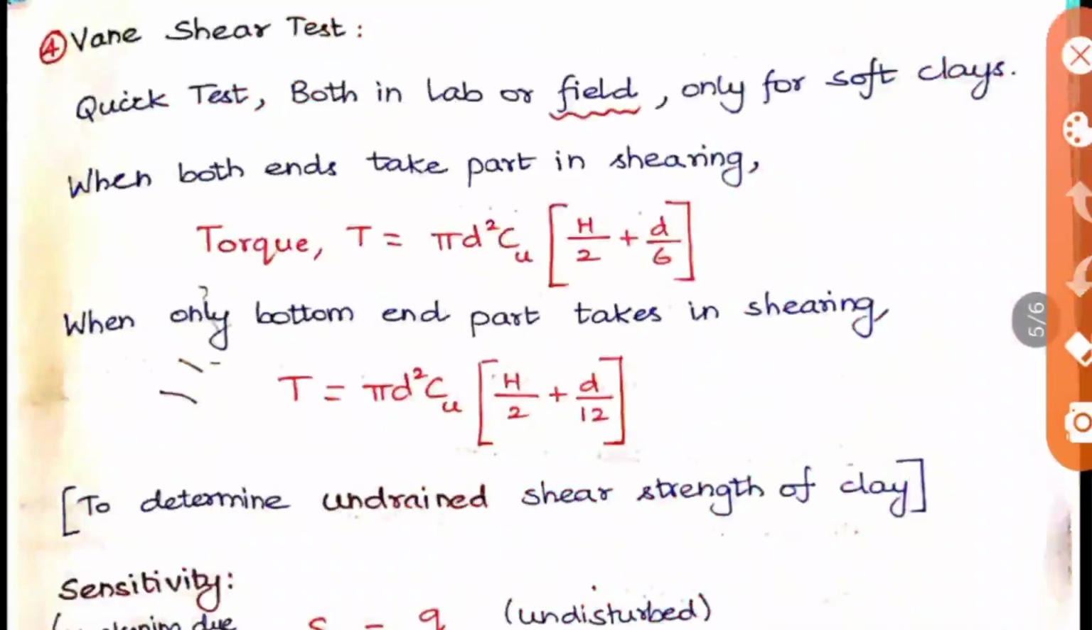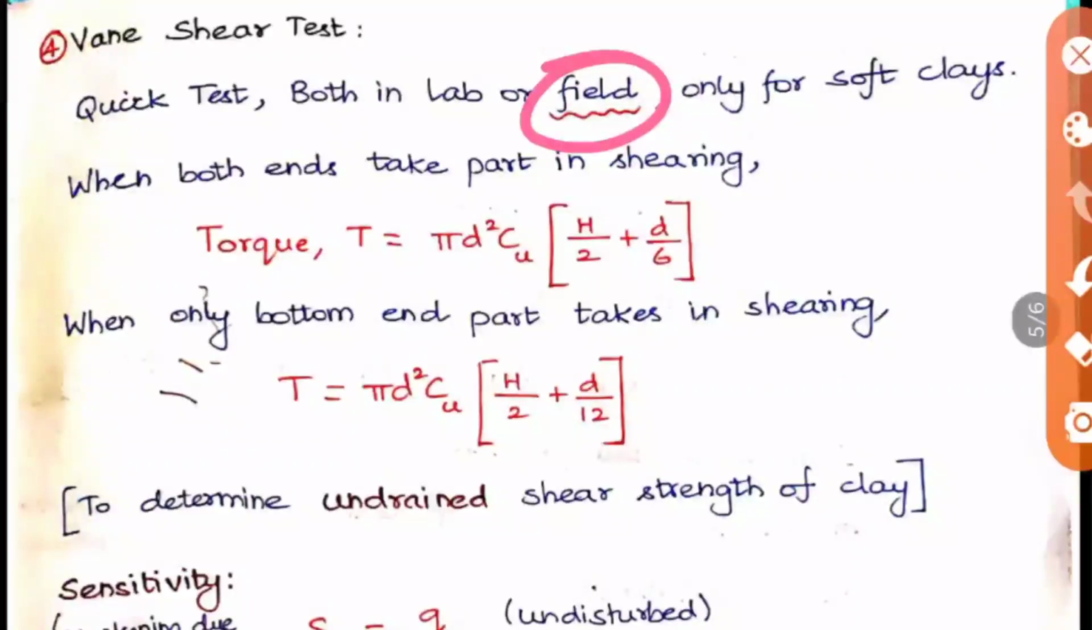The last, fourth method is the vane shear test. So this is a very quick test, and most of you won't be doing this test in the laboratories because it can be used both in the laboratory and in the field test. So this is a very important point, because out of these 4 tests, only this can be used directly in the field and lab also. The other 3 can be used only in the laboratories.